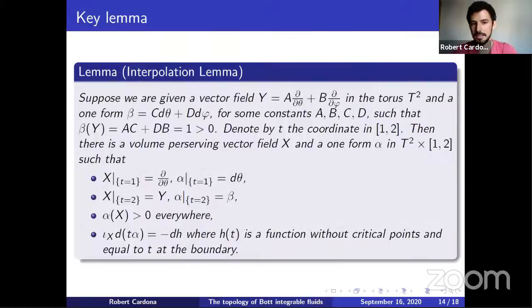And this is containing this lemma that I won't be commenting on, but just for you to know that this is somehow the key point. That is that you can interpolate in a way that you can control the critical points of the Bernoulli function. This is this last part, okay? You are not adding any critical point, basically.